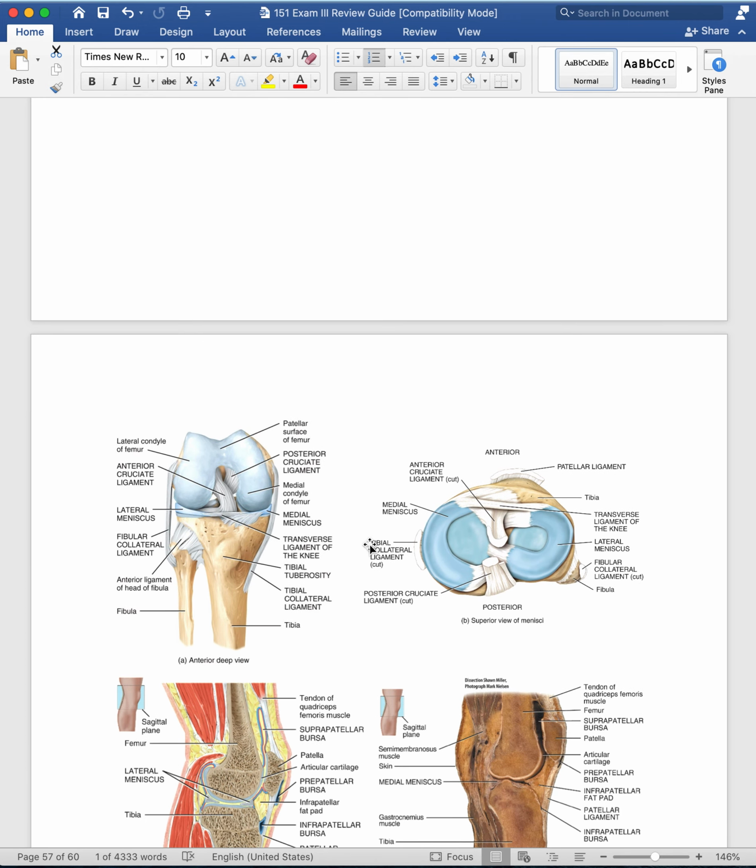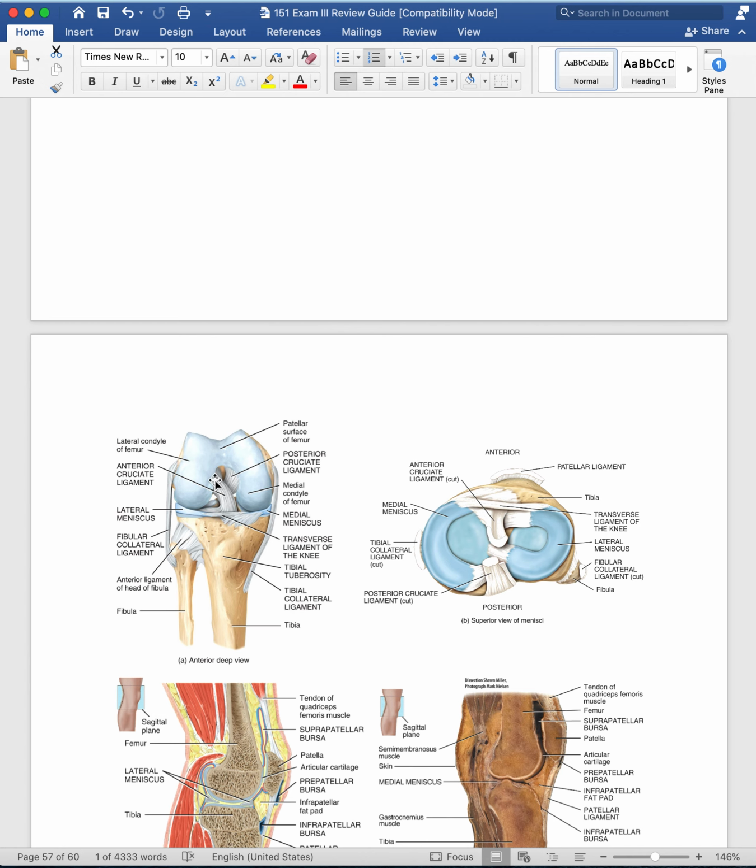All right, now I'm going to move down to the knee. So the knee is going to be interacting directly with the femur. So here's the lateral condyle of the femur and the medial condyle of the femur. I apologize, I must be speaking too quickly. The lateral condyle of the femur is going to interact with the tibia through the lateral meniscus, and the medial condyle is going to interact with the tibia through the medial meniscus.